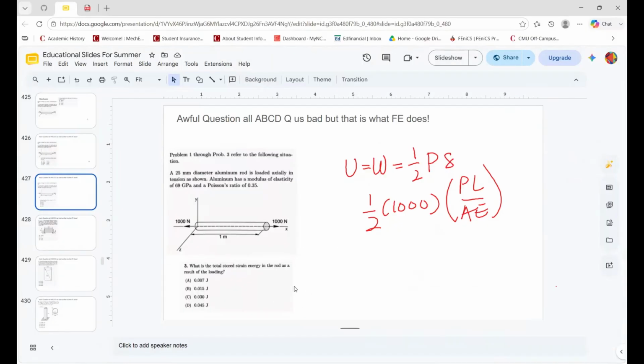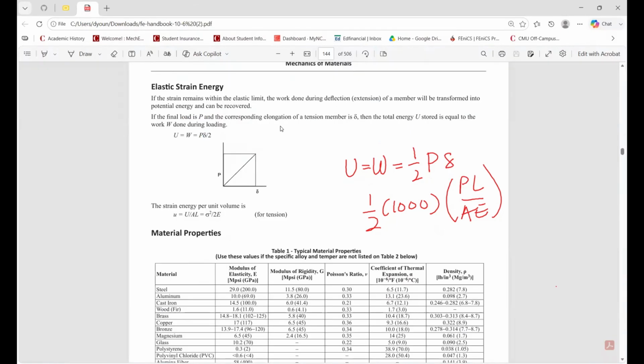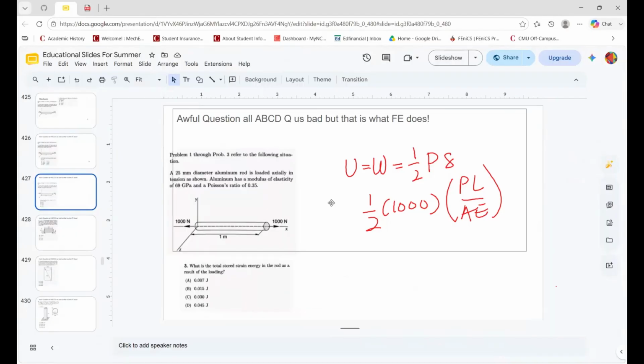We use PL over AE because we're asking for the total strain energy in the rod as a result of the loading. They should really indicate what the delta is. The delta is the tension elongation, in the x direction, the direction of being pulled. But I guess part of being an engineer is knowing that. Certain times you need to memorize, sometimes you don't.